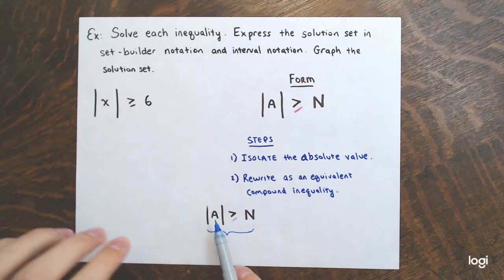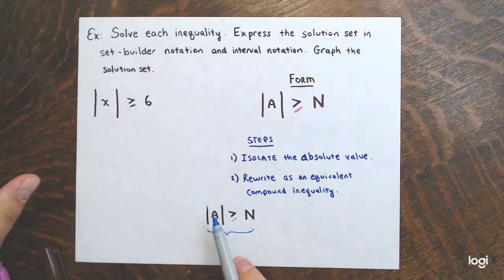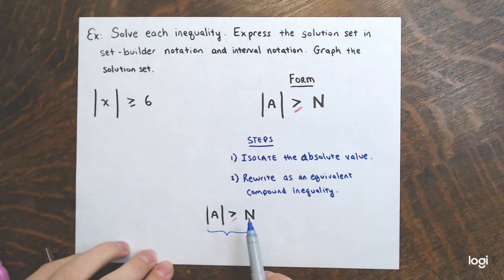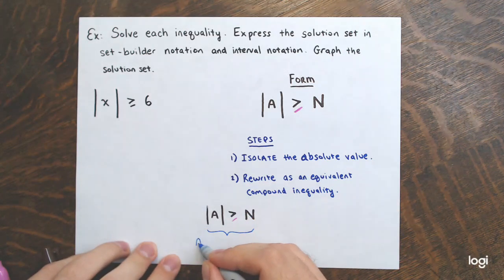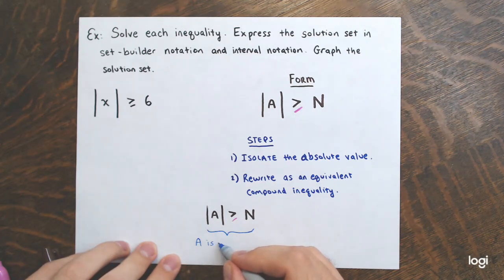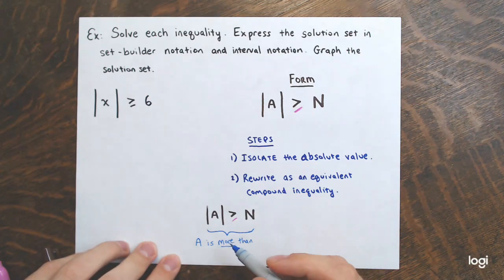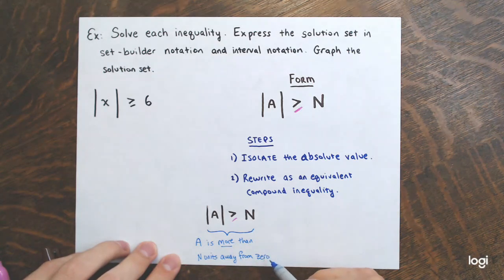So when I say the absolute value of this number a is greater than n, what does that mean? That means that a is more than n units away from 0 on the number line. So whatever this expression inside here is, whatever this number is a, it means that a is more than n units away from 0 on the real number line.